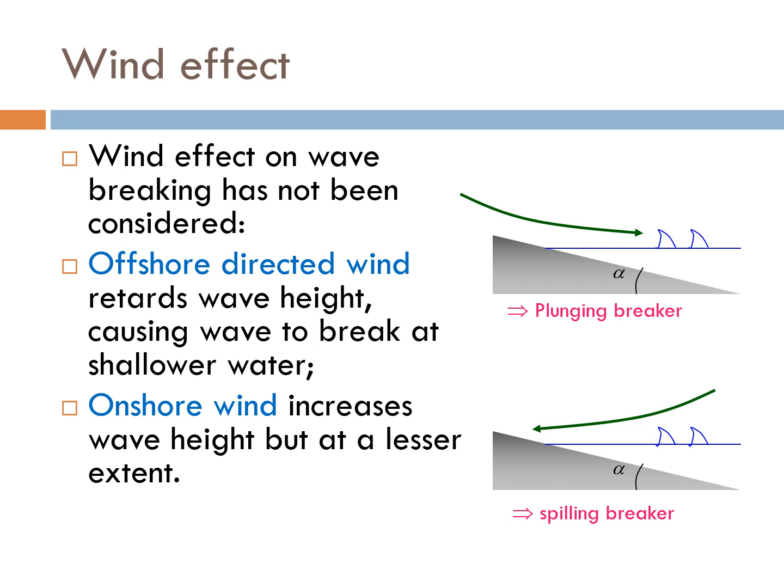Now, if we have an offshore directed wind, which means a wind that is moving towards the offshore, then it tends to retard the wave, it tends to reduce the wave height, and so causes the wave to break at shallower water. Whereas if we have onshore wind, that means a wind that moves towards the shoreline, then it tends to add energy to the wave which is already moving towards the shoreline, so that the wave height may increase, and as a result we might get a spilling breaker.